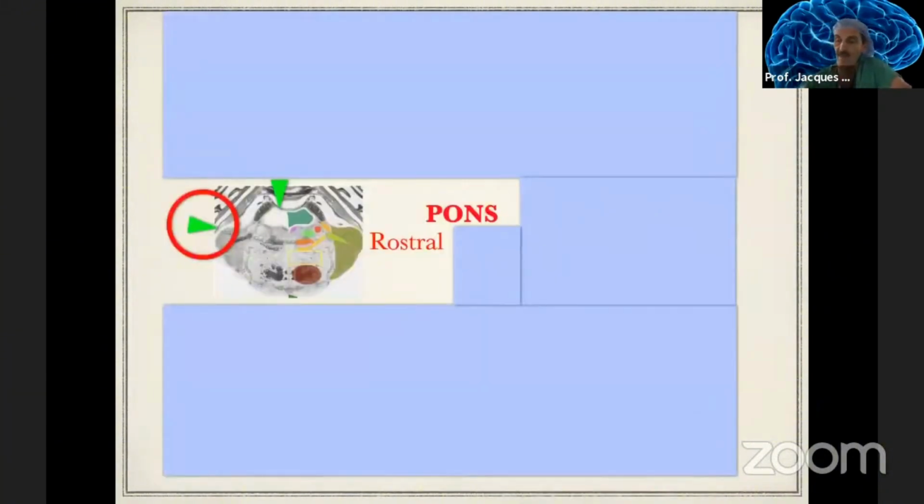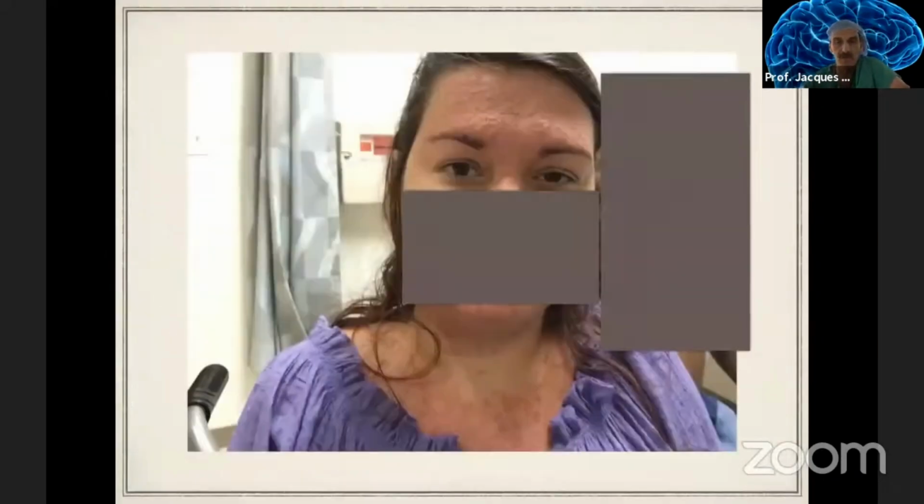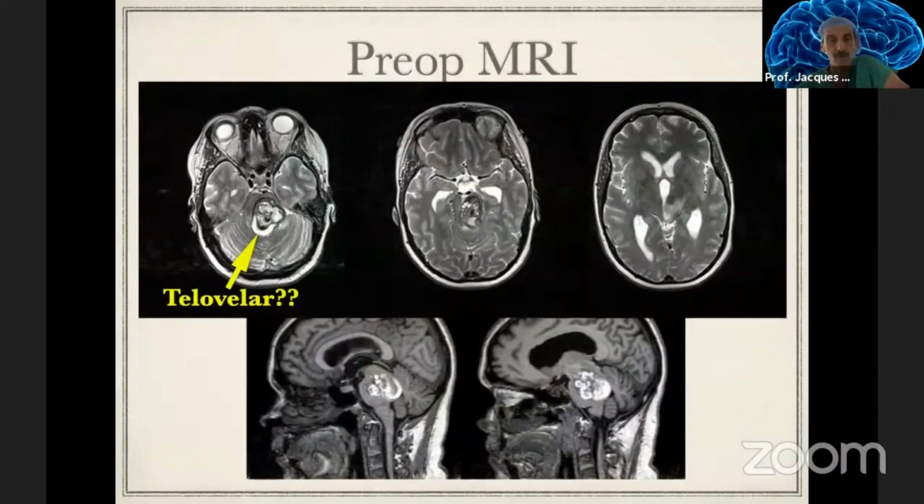I'll show you an example of the rostral pons, a pregnant woman from Panama. I'll skip through the history. Look, they gave her steroids. They told her her lesion was inoperable. She became cushingoid and could not walk. She's in a wheelchair from steroids and from this lesion. You can see it here.